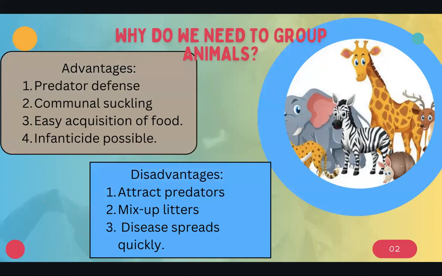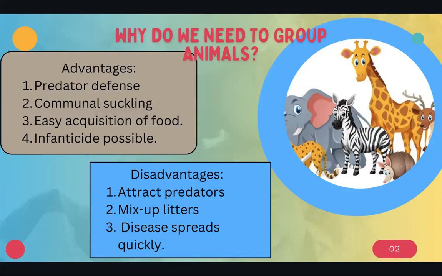But before that, there are some advantages and disadvantages. An advantage of being in a group is that, of course, nobody can attack them easily. Each member of the group is defended from predators. So, predator defense. Communal suckling: they have the same needs, they have the same comfort, and so there is nothing to worry about. Another one is that because there are a lot of them in the group, it is always easy to get food. So, easy acquisition of food.